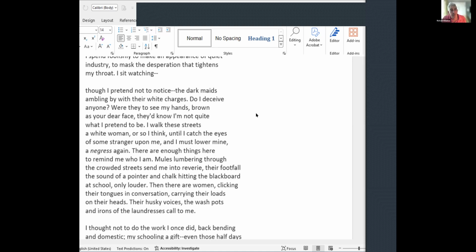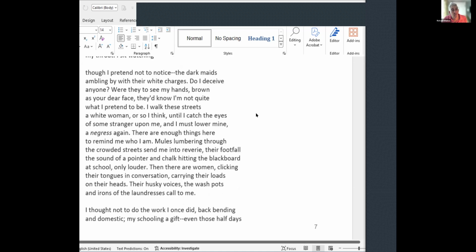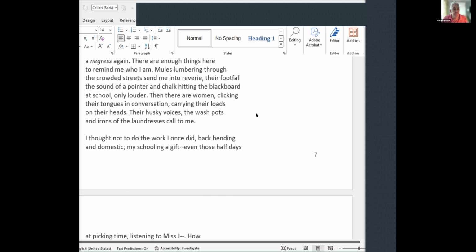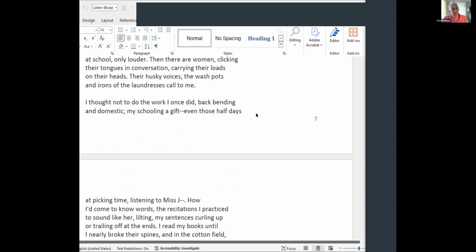Mules lumbering through the crowded streets, and me in reverie. Their footfall, the sound of a pointer and chalk hitting the blackboard at school, only louder. Then there are women clicking their tongues in conversation, carrying their loads on their heads, their dusky voices, the washpots and irons of the laundresses call to me. I thought not to do the work I once did, backbending and domestic, my schooling a gift.